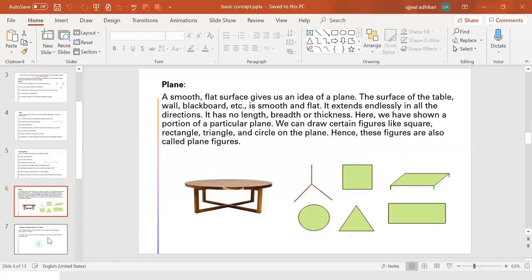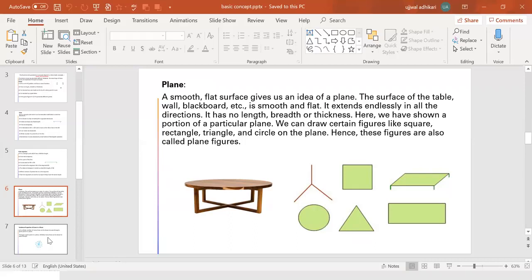Next one, plane. Before discussing the plane, we must clear the concept about the plane in the general sense. Right now, in front of you, you have the mobile in your hand. Observe the surface of the mobile, the screen of the mobile. Is it plane or not? It is plane. Observe the surface of your copy. Is it plane or not?